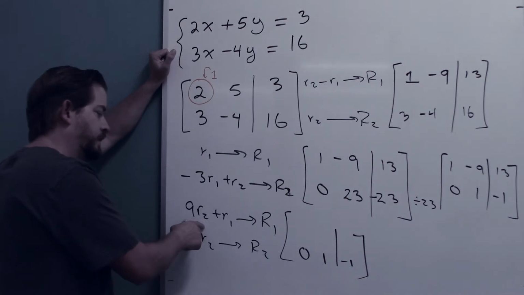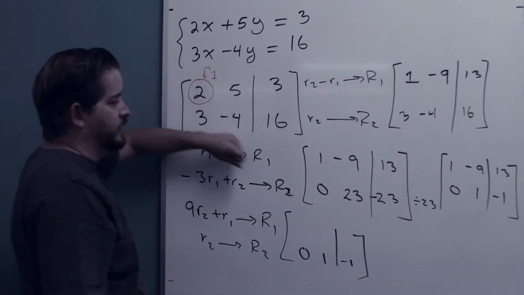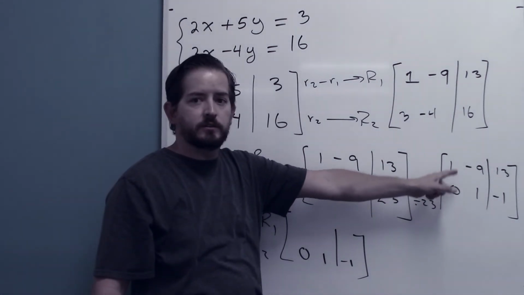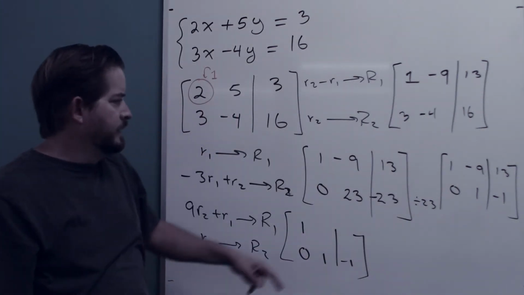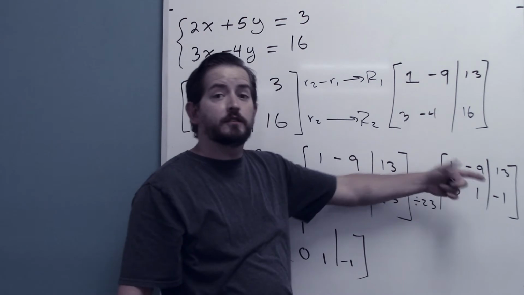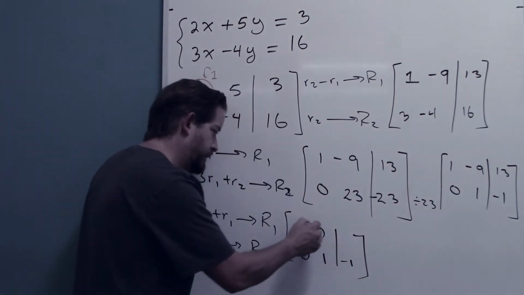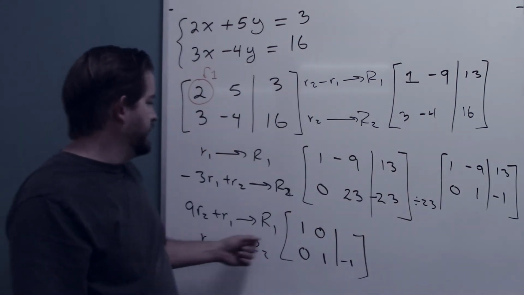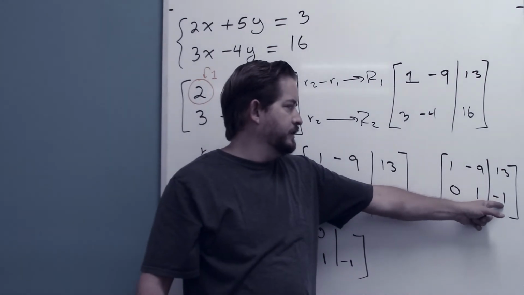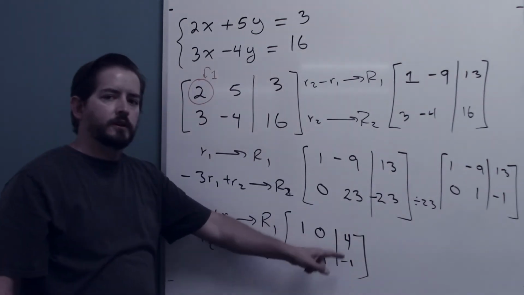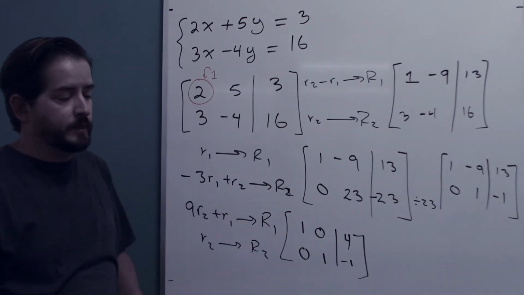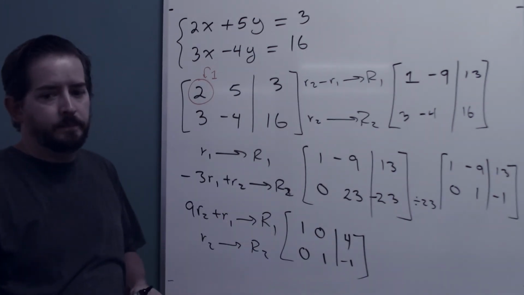Row 1 becomes 9 row 2's plus row 1, so 9 times 0 is still 0, plus the 1 doesn't mess up my 1. Good. 9 times 1 is 9, plus negative 9 is 0, that's what I wanted. And 9 times negative 1 is negative 9, plus 13 is 4, and I've got it. X is 4, y is negative 1, and that's my solution. Done.